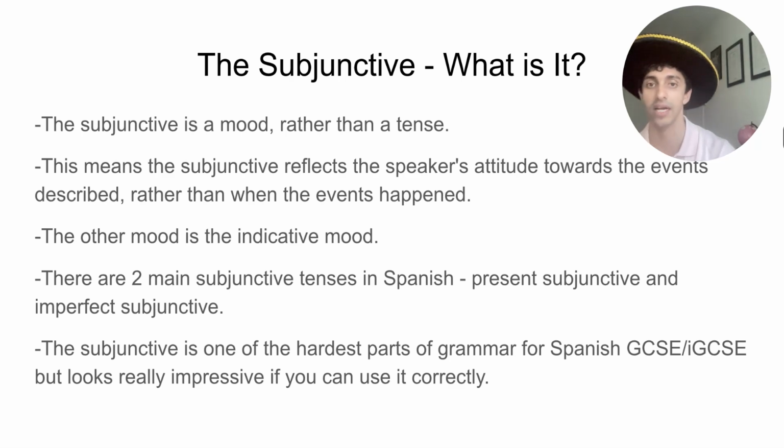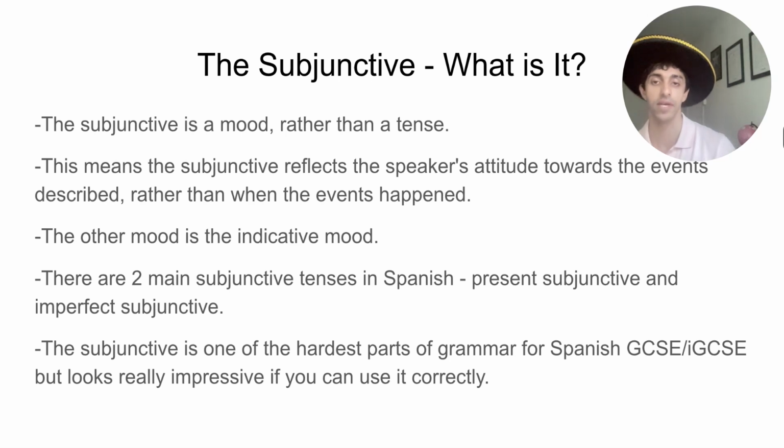Very roughly. You can get various past and future tenses, though, as well, and so on. But a mood, on the other hand, reflects or indicates the speaker's attitude towards the events described, rather than when those events happened or are going to happen. So it doesn't reflect just the time, it's more the attitude of the speaker towards the events that they're describing.